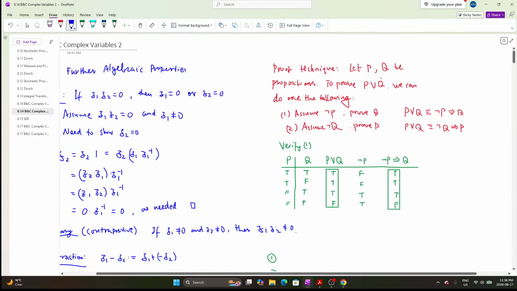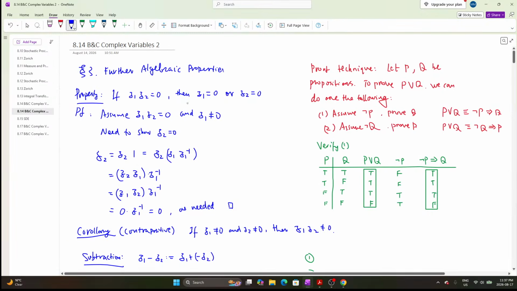Here, proof technique: let P and Q be propositions. To prove P or Q, we can assume not P and then prove Q. So you negate one and prove the other. Here's the justification: P or Q is logically equivalent to not P implies Q. You can check their truth tables. They're logically equivalent. And here we used that technique to prove that if z1 z2 is 0, then z1 is 0 or z2 is 0.